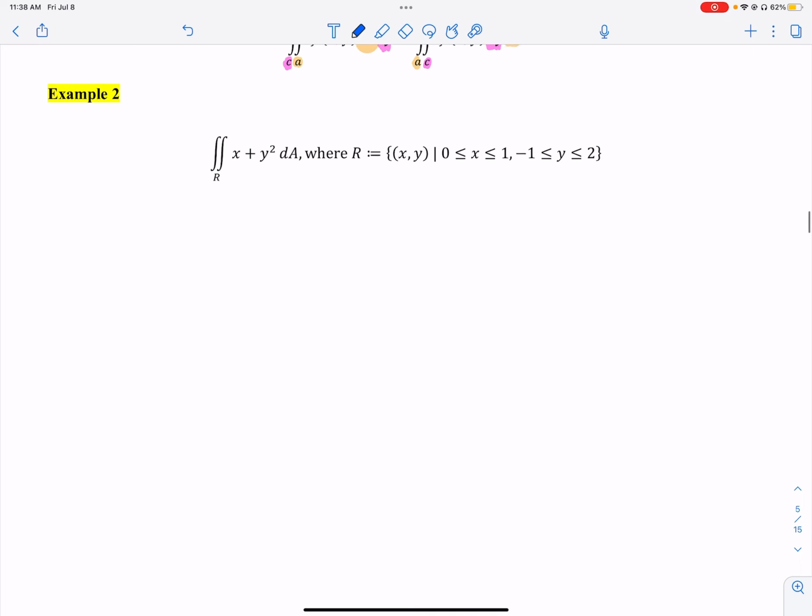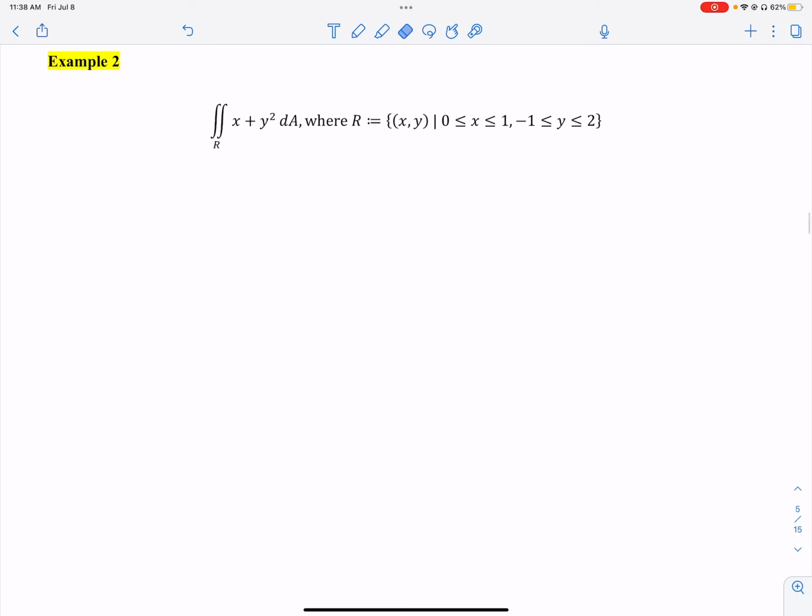Okay, so let's work a couple of examples in this video. We have the double integral of x plus y squared over dA. We know dA is dy dx over the region R, and they define R for us. We're going to do a few of these problems where we don't draw a picture, but most of the time we're going to draw a picture.